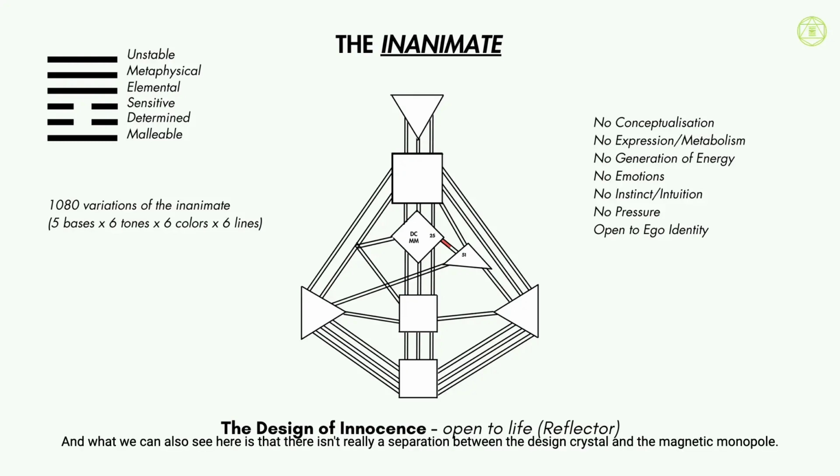And what we can also see here is that there isn't really a separation between the design crystal and the magnetic monopole. The design crystal and the magnetic monopole in an inanimate object are one in the G center. We know that this is a condition for life to exist, separation of the design crystal and the magnetic monopole, and we can see that that isn't a reality here. And so, in essence, an inanimate object is a design that is open to life, a design that is looking to come alive, that has the potential to come alive, but is dormant, is waiting.